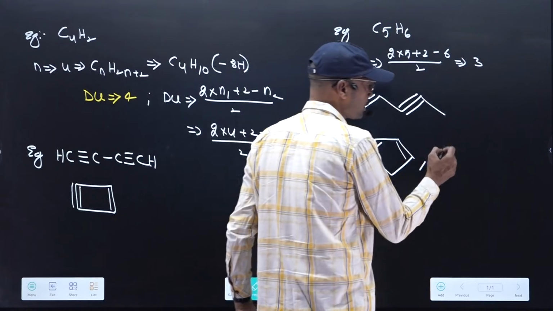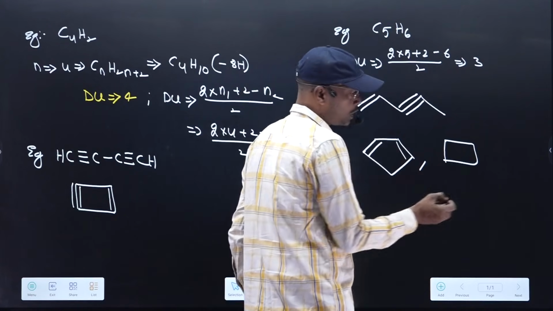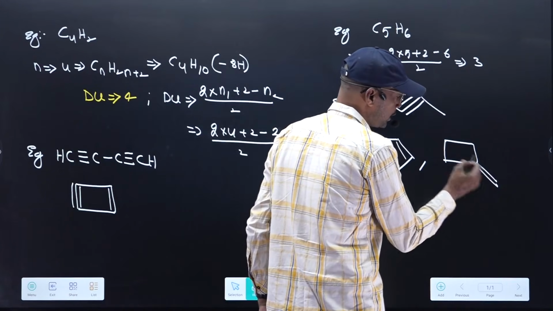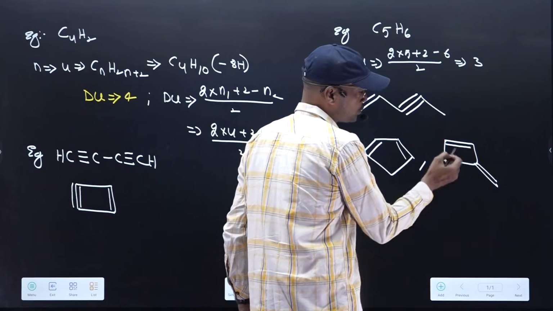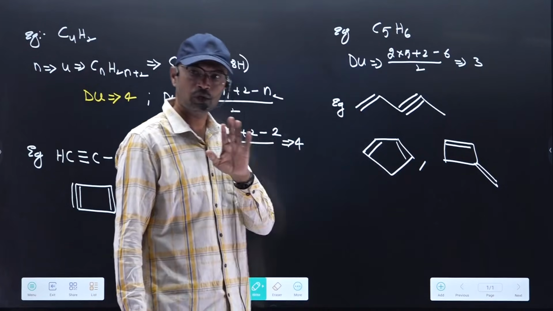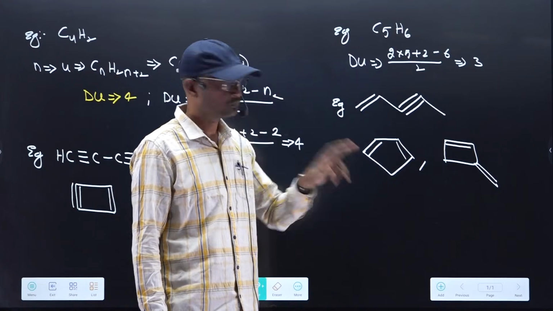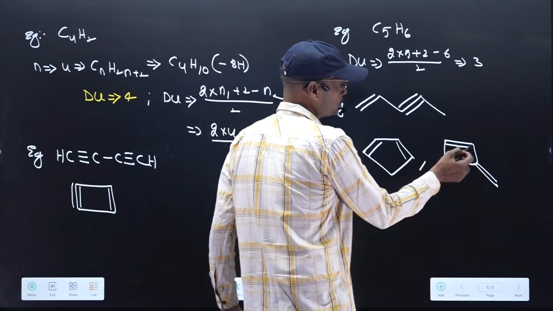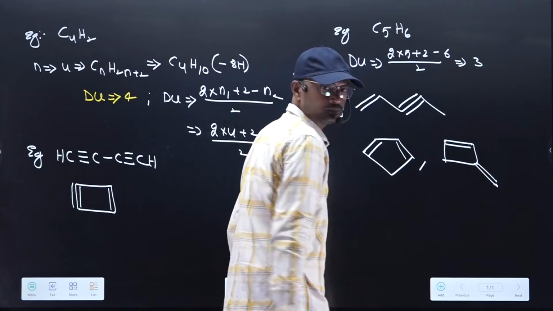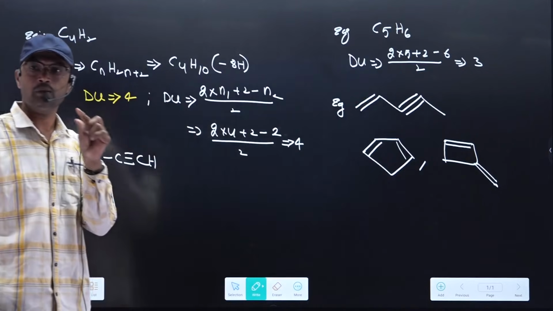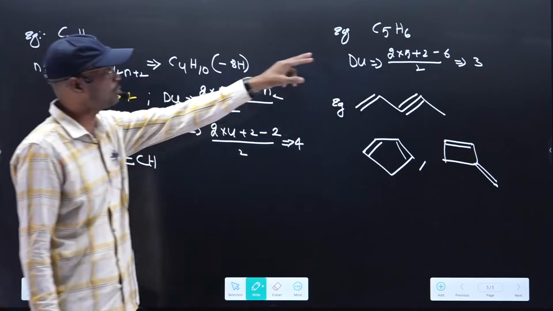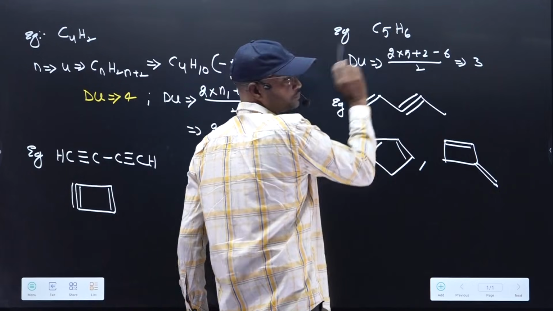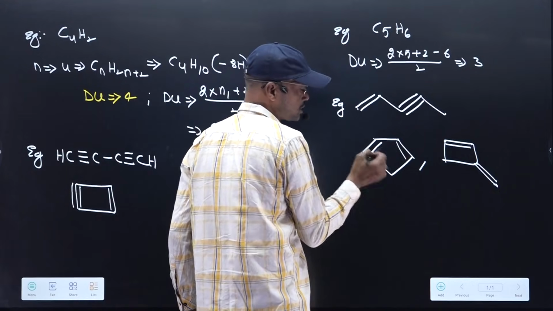So, can I create a 4-member ring? Yes, a 4-member ring. Outside I can write one carbon. So I can put one double bond outside and one more double bond inside. So 1, 2, 3. DU is 3. Matching. Then no need to see hydrogens, automatically hydrogens will follow. If you see DU and number of carbons, no need to see hydrogens. Hydrogens automatically follow. See here, 2 plus 1, 3. 3 plus 3, 6. 1, 2, 3, 4, 5, 6. Like that.